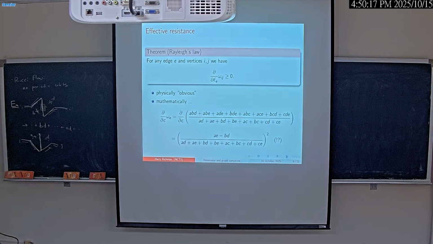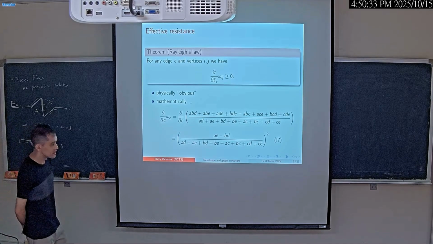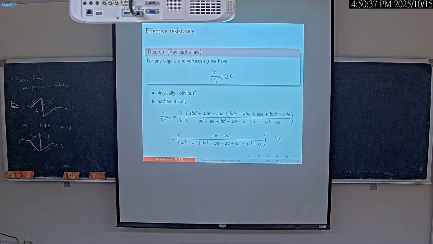But I won't be able to have time to give the full solution. There is interesting combinatorics behind these formulas. The minus sign is because of the direction of the current. That's right. If we go to AE instead, the direction is reversed. Other questions on this derivative?